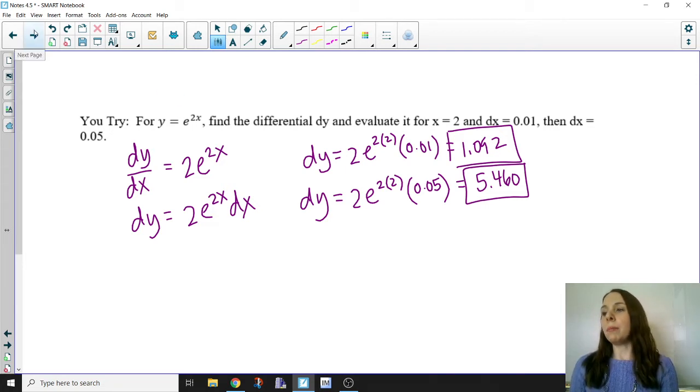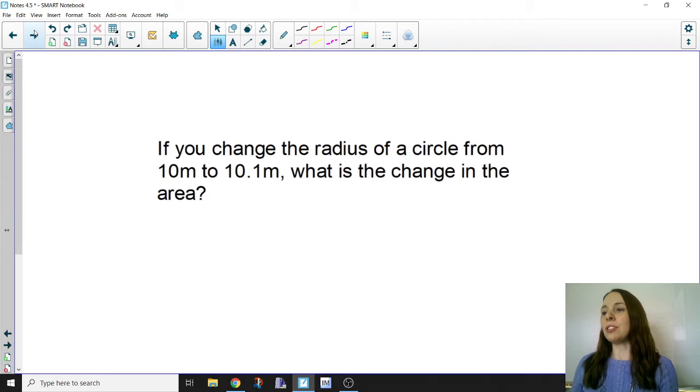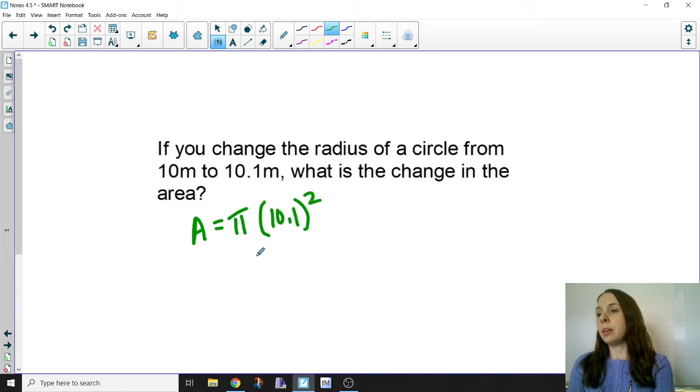So that's all fun and good because it's pretty easy to do, right? But where can this actually be used? If you change the radius of a circle from 10 to 10.1 meters, and you want to know what is the change in the area of that circle, you could do a calculation known as delta A. You could say, I'm going to find the area of my circle when it is 10.1. I'm going to find the area of my circle when the radius is 10. And then I'm going to subtract them.